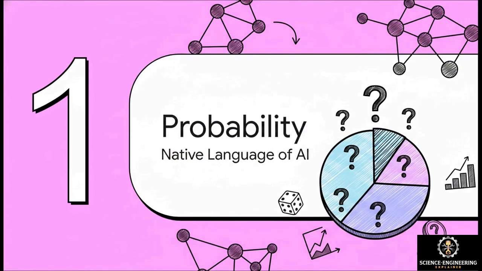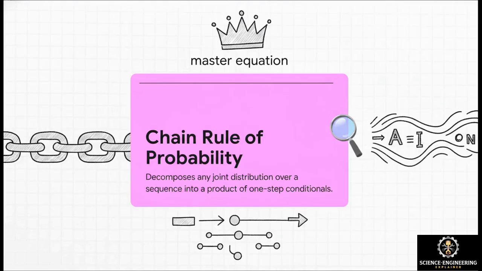Tool 1, probability, the native language of AI. Now, a trained language model doesn't actually think in English or Spanish, right? It thinks entirely in chances and likelihoods. And the master equation behind all of that is the chain rule of probability. Honestly, this equation deserves a moment of absolute reverence. It is the master equation of modern generative AI.